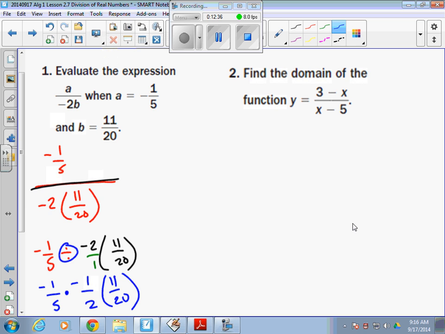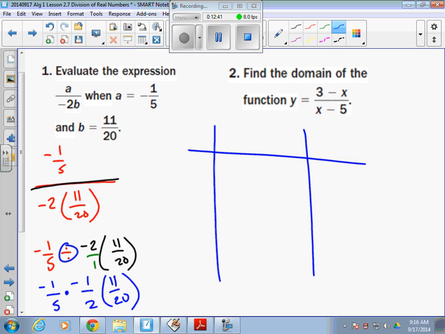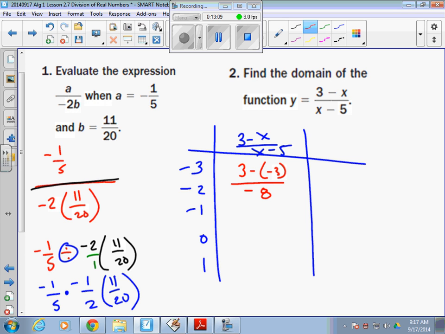It says find a domain, y equals 3 minus x over x minus 5. Use the same x values that we used in the example. Negative 3, negative 2, negative 1, 0, and 1, and plug them all in. So 3 minus negative 3 is going to be 3 plus 3, which is going to be 6. And x minus 5 is negative 3 minus 5, which is negative 8. So you have 6 over negative 8.